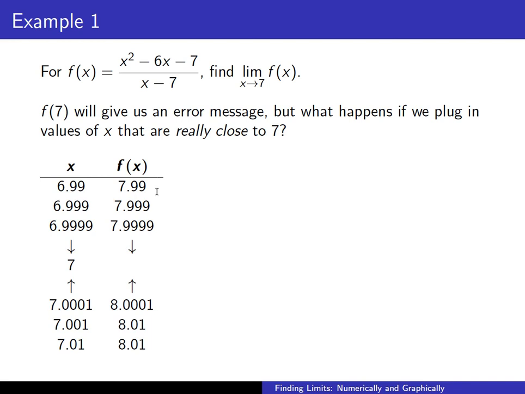So the outputs coming from values below 7 and the outputs coming from values higher than 7 seem to be getting closer and closer to an output of 8, and that's exactly what the limit as x approaches 7 of this function is: 8. As we plug in values that are closer and closer to 7, we're getting values that are closer and closer to 8 in return. So the limit of this function as x approaches 7 is 8.